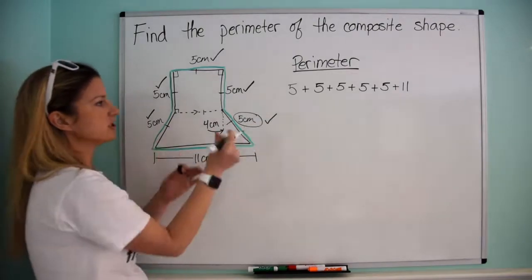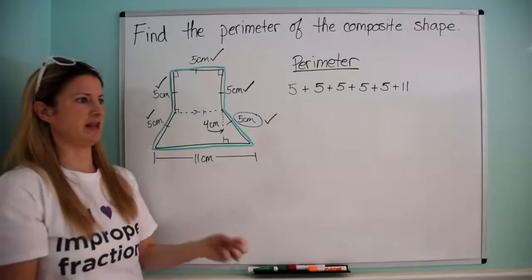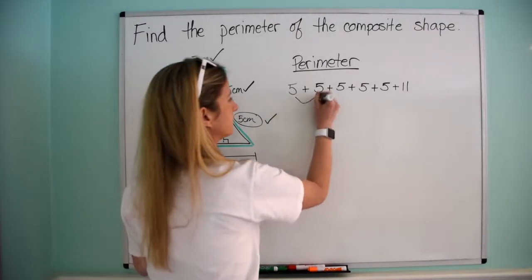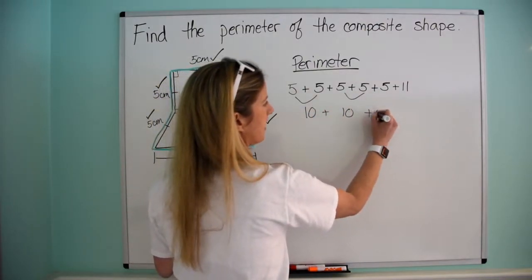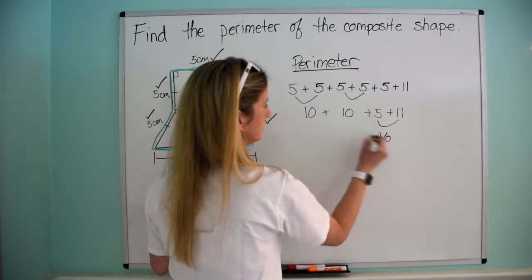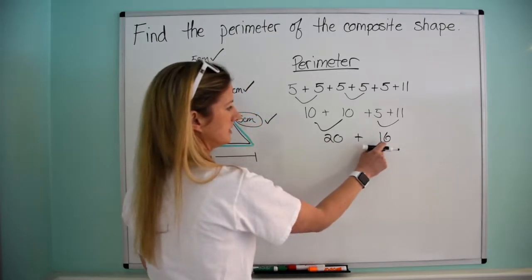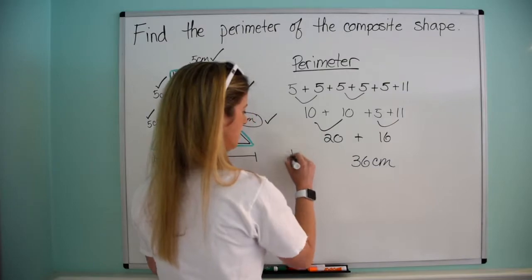Okay? Now we just add this all up, and I like to double stuff, I like to halve stuff, I like to make things 10 because it's just easier that way. So 5 plus 5 is 10, plus 5 plus 5 is 10, and plus 5 plus 11. So then I'm going to go here first, which is going to be 16. 10 plus 10 is 20. Okay, so 20 plus 16 is going to be 36. And that's centimeters, and that's the perimeter.